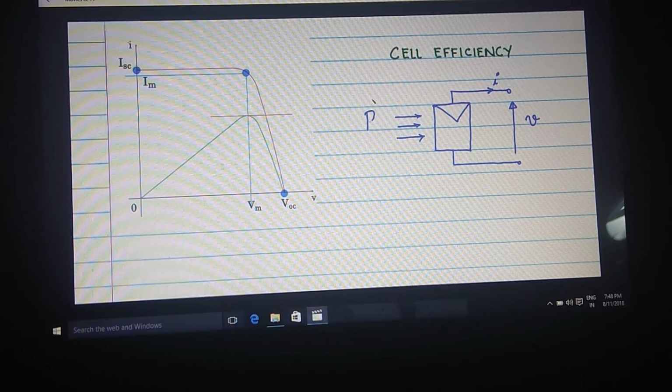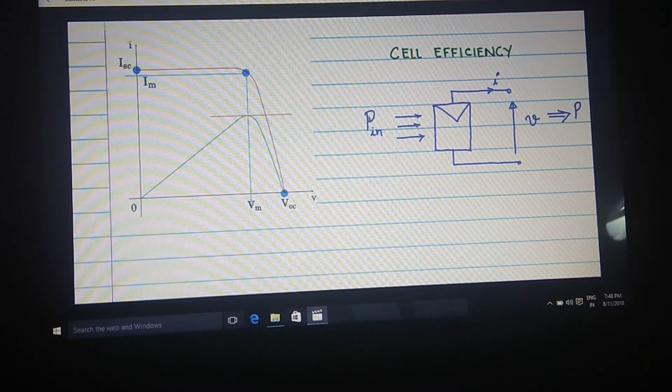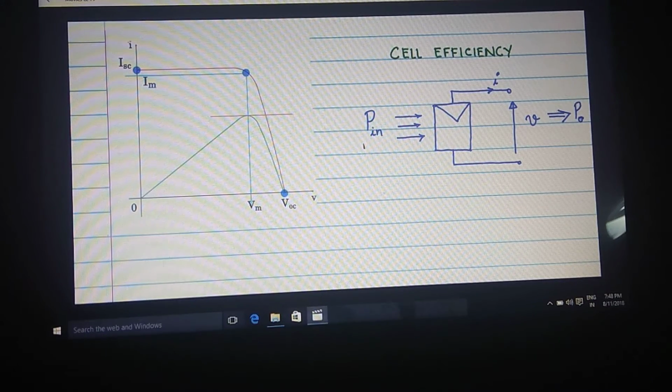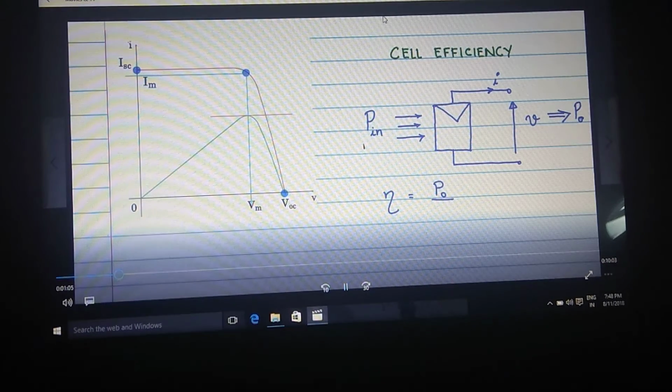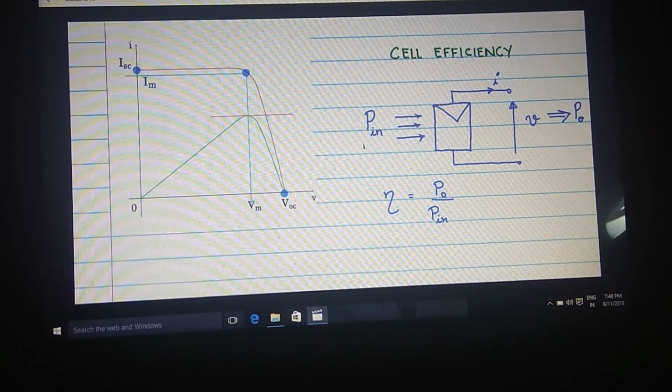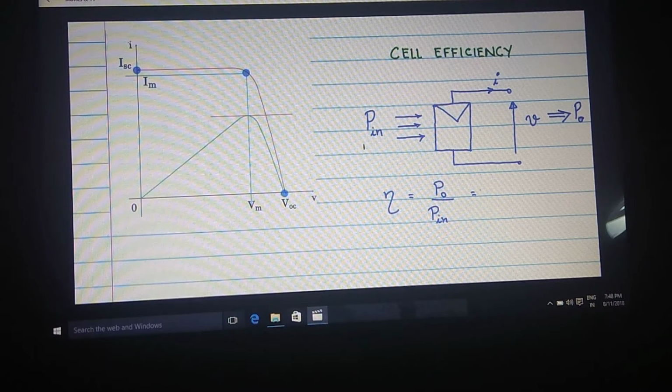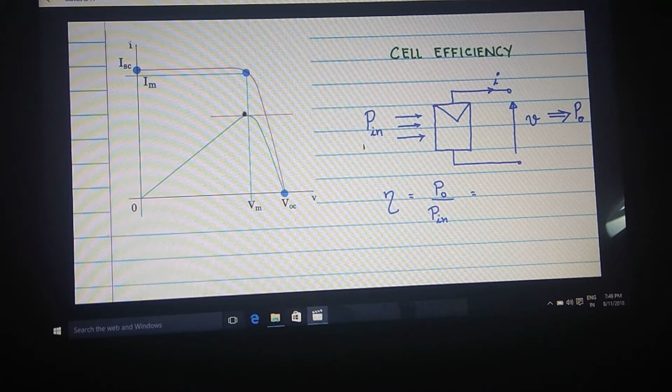So what is the power input, and what is the corresponding power output that this PV cell is capable of? This gives you an idea of the efficiency, which is given by P naught by P in, which is equal to P naught at peak power. So what is the maximum power that the PV cell is capable of giving at any particular installation? It is this peak power PM.